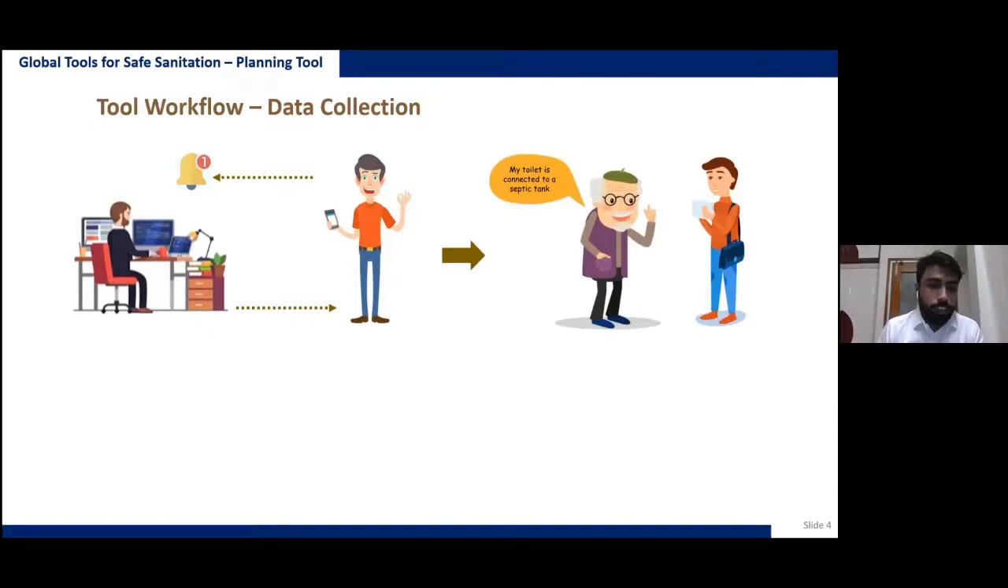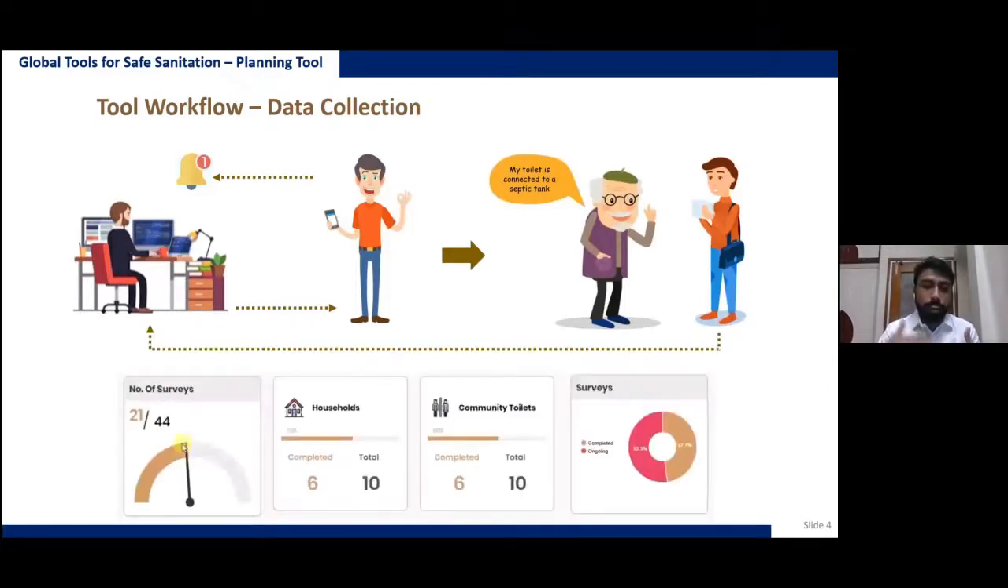or the non-residential buildings. And as and when they collect the data from the field, you will get a response on your toolbox dashboard, where you will be able to see the number of surveys covered, number of households, or the number of community toilets that have been covered across each category of the infrastructure that you have assigned the survey for.